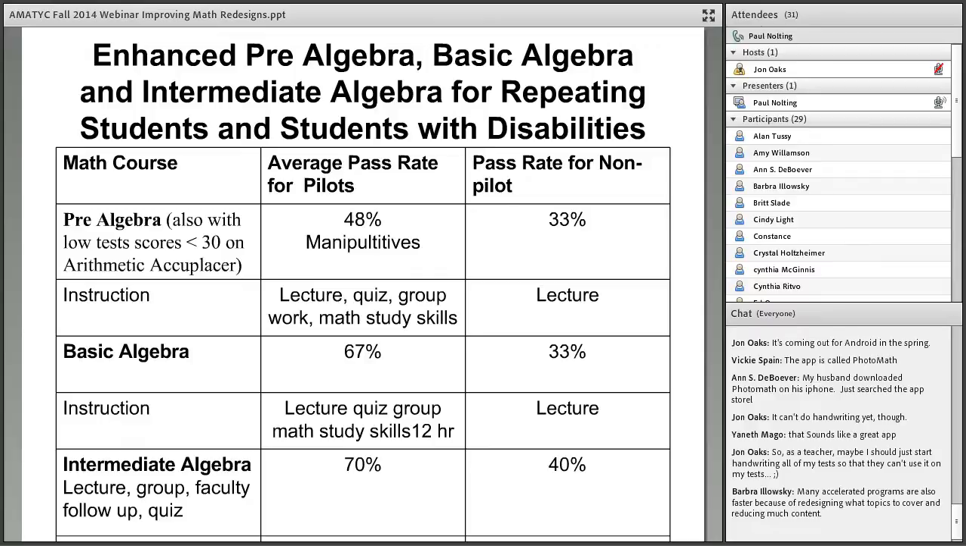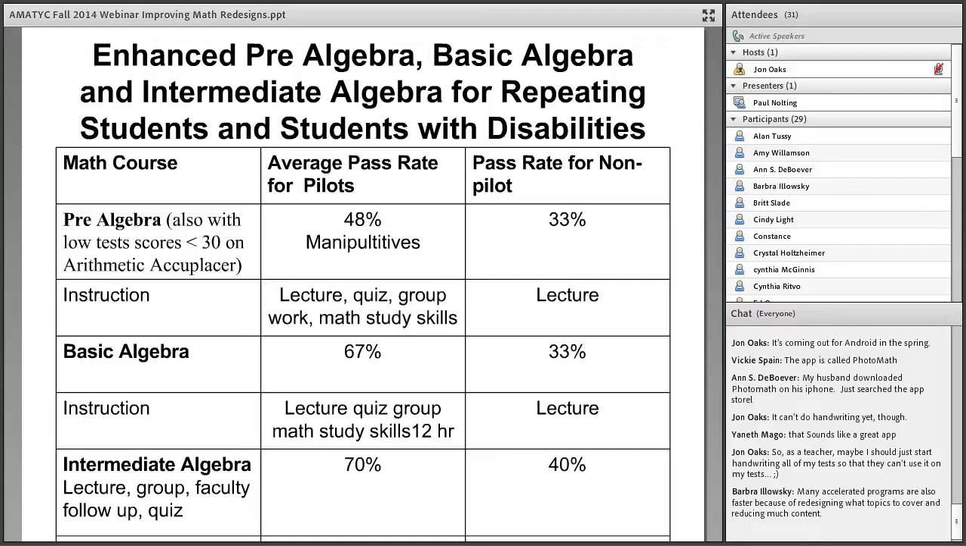Here's a deal that we found out, and we did this at AMATYC about 3 or 4 years ago. We took classes of students with only failures and students that basically have disabilities, and made it into somewhat of a learning community, in that students went from pre-algebra to basic algebra to intermediate algebra, all with the same instructor, added quizzes, added lectures, added study skills. And you all know by now that the more times you take the same algebra course, the less chance you have to pass it.